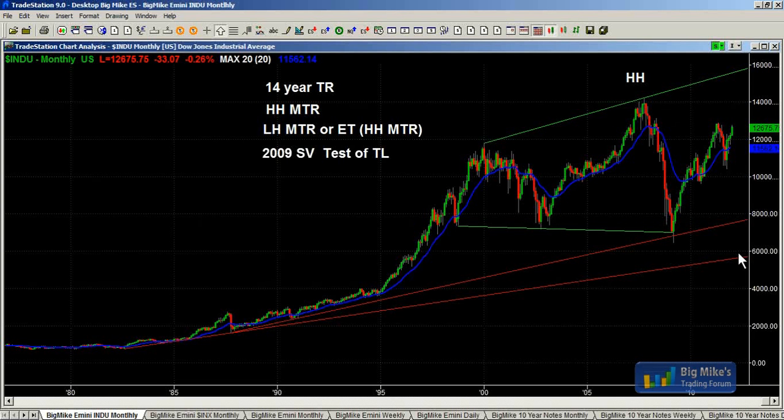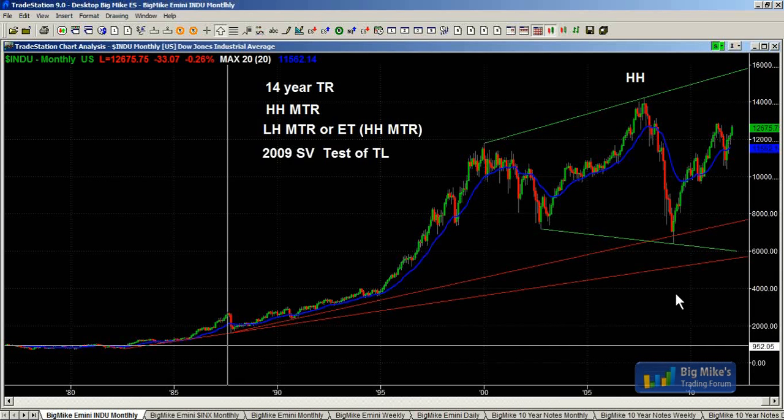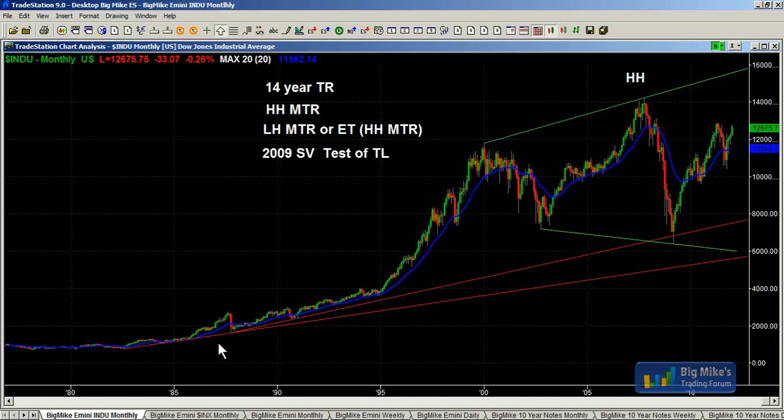So in terms of an expanding triangle, I'm looking for 5 legs. Triangles always have at least 5 legs. Always has at least 3 in one direction. So we went up, up, and if we go up again and reverse down, that would be a pretty reliable major trend reversal. On these crashes, like in 1987 and then again in 2009, the market just crashes. It races down to a support level.